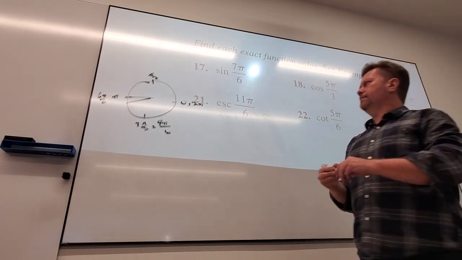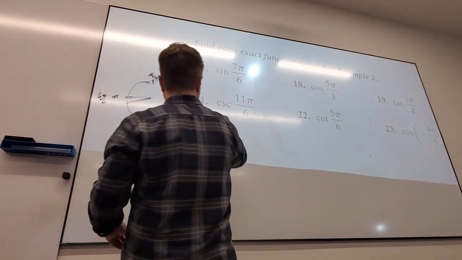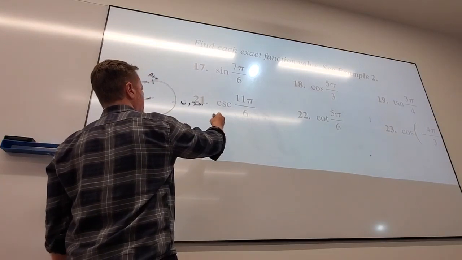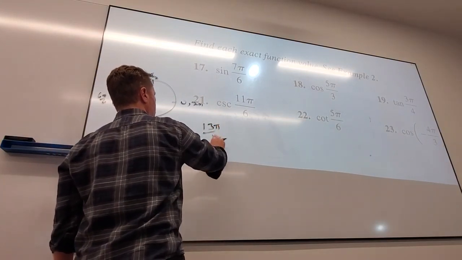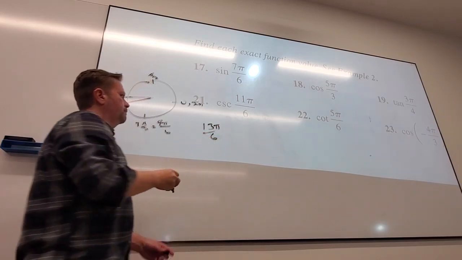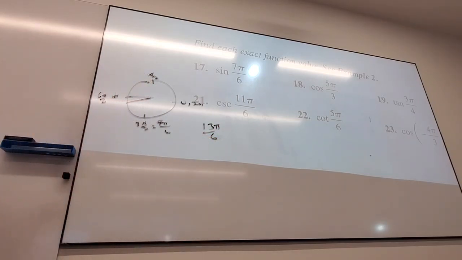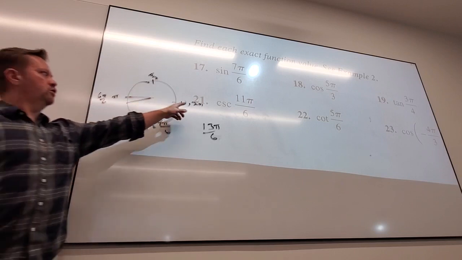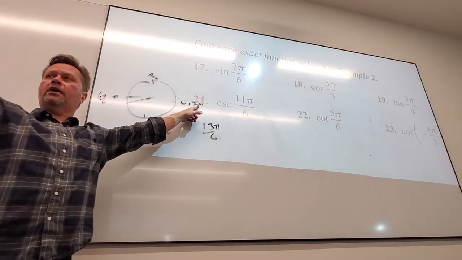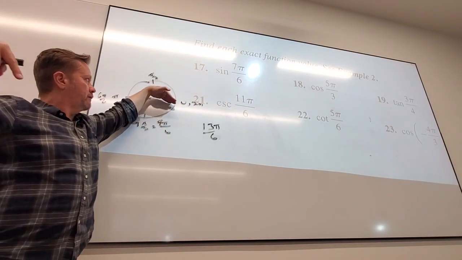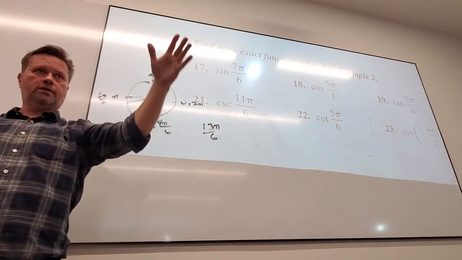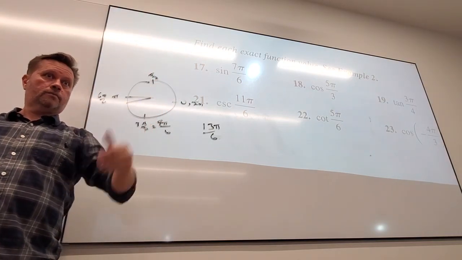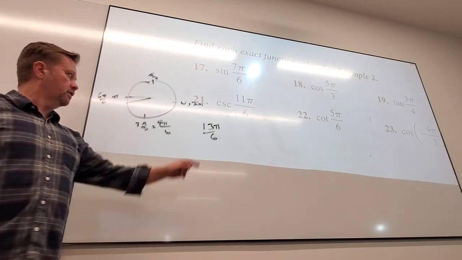What do you got, Jeff? You can do it, buddy. Where would 13 pi over 6 be? Because 2 pi would be 12 pi over 6. Yeah. So 13 pi over 6 would actually go a little bit past that. So it'd be in the first quadrant. You guys with me? And would it be 30 degrees? Again, yeah, it's over 6.